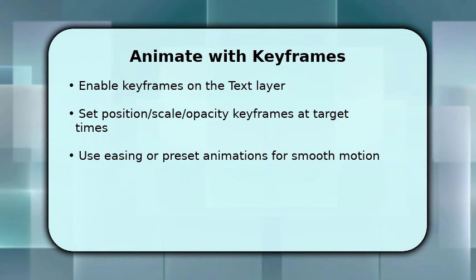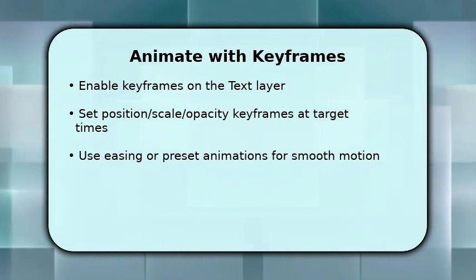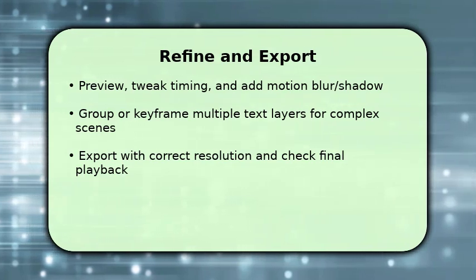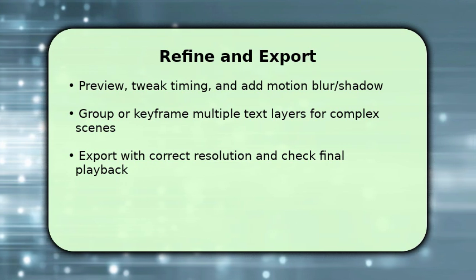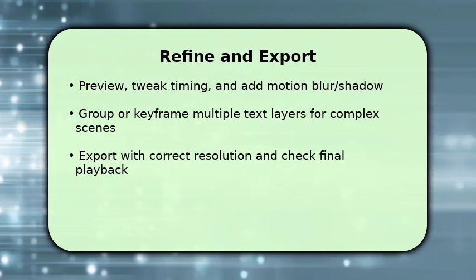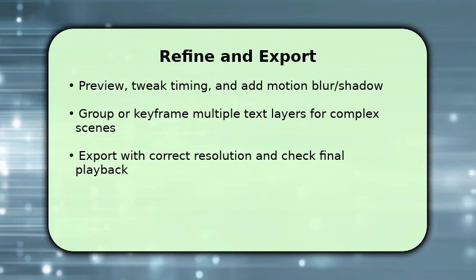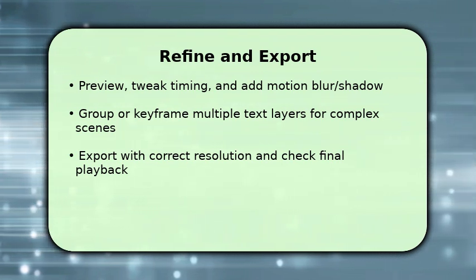You finish by previewing the full animation and making small tweaks. Nudge keyframes for timing, add motion blur or shadow to sell movement, and group layers if multiple words move together. Once satisfied, set export resolution and frame rate to match your project, then export and review on target device.